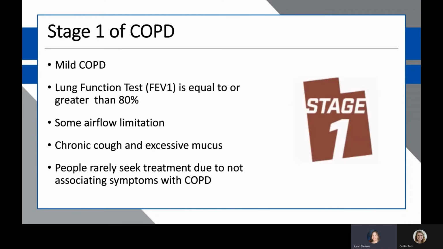Stage 1 of COPD includes mild COPD, lung function test is equal to or greater than 80%, and some airflow limitation. There's a chronic cough and excessive mucus, and people rarely seek treatment due to not associating their symptoms with being COPD at this time.